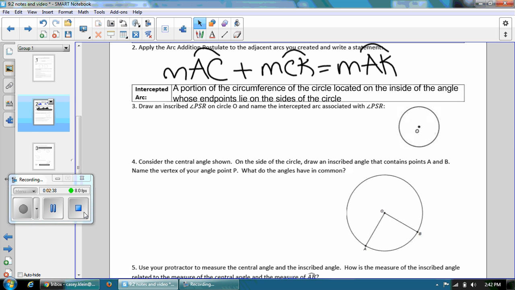An example we can draw on circle O. First, we need 3 points. Let's label them P, S, R. Connect them to make the angle. The intercepted arc is the arc that's inside of this angle. So the intercepted arc that's associated with this angle would be arc PR.